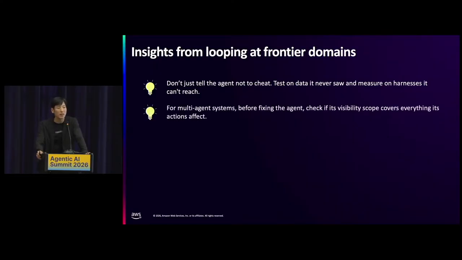The second insight: whenever your agent fails, don't just start fixing that agent itself. Check the visibility scope. In one of our examples, the agent was maximizing local memory usage for the kernel, which is the right decision. But it affected all the shared memory usage for the other kernels that were running on the model. So check your visibility scope as you're designing your agent actions.